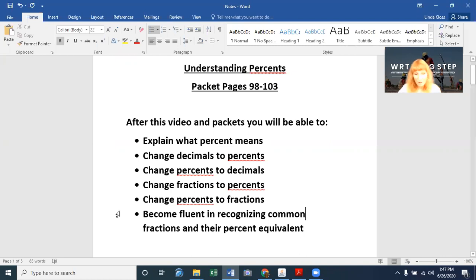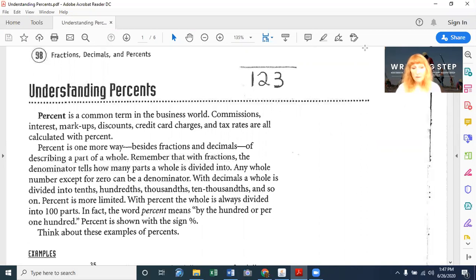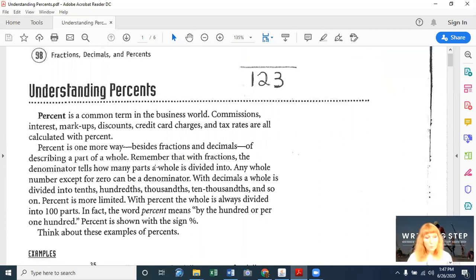So let's get started. I'm going to share my screen with you. If you need to pause to get your packet out, you can. And then we're going to be working on page 98 to start with. So here we go. This is percent, and percent is always a part out of a whole. The whole is always 100, and the part is usually less than 100 unless you have something over 100%. Nothing in this packet, I believe, will be over 100%.